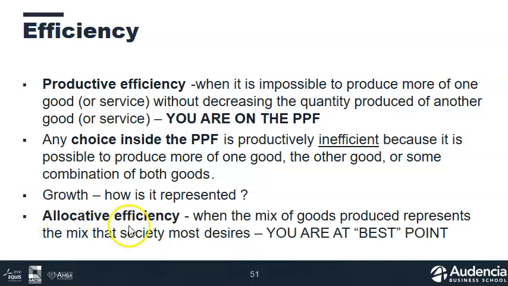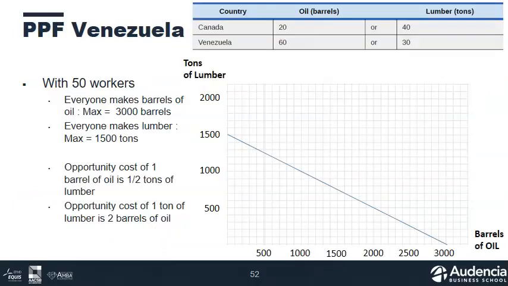Allocative efficiency is another type of efficiency, and that is a whole other question. It's asking us, where do we want to be on the production possibilities frontier? What's the best point? And that depends on a lot of things. We haven't defined that yet, but the best point on there is a whole other issue.